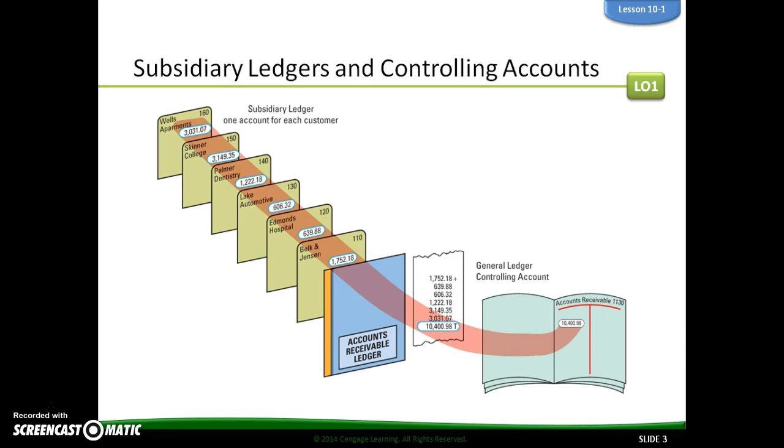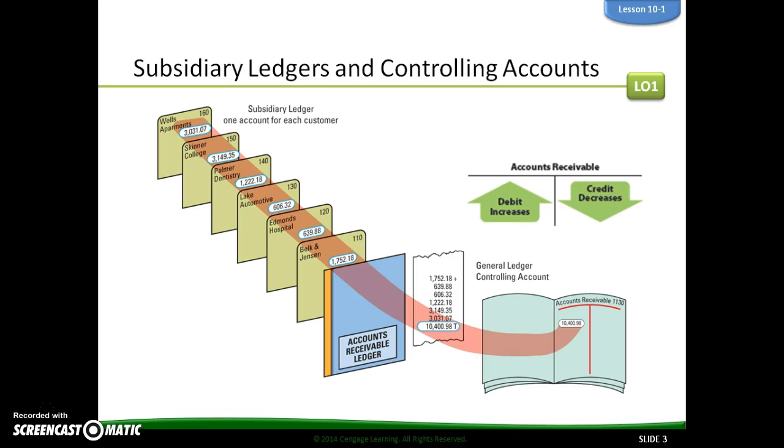All right, so here's just a little visual that shows for our accounts receivable ledger, we have all kinds of subsidiary ledgers that tell us that, say, Wells Apartment and Skinner College and Palmer Dentistry and Lake Automotive and Edmonds Hospital and Belk and Jensen, that they all owe us sums of money that add up to the total amount in our accounts receivable ledger. So that when we look at our general ledger for accounts receivable, we have the total of 10, 4, and 98 cents, but each of the individual subsidiary ledgers adds up to that total amount.